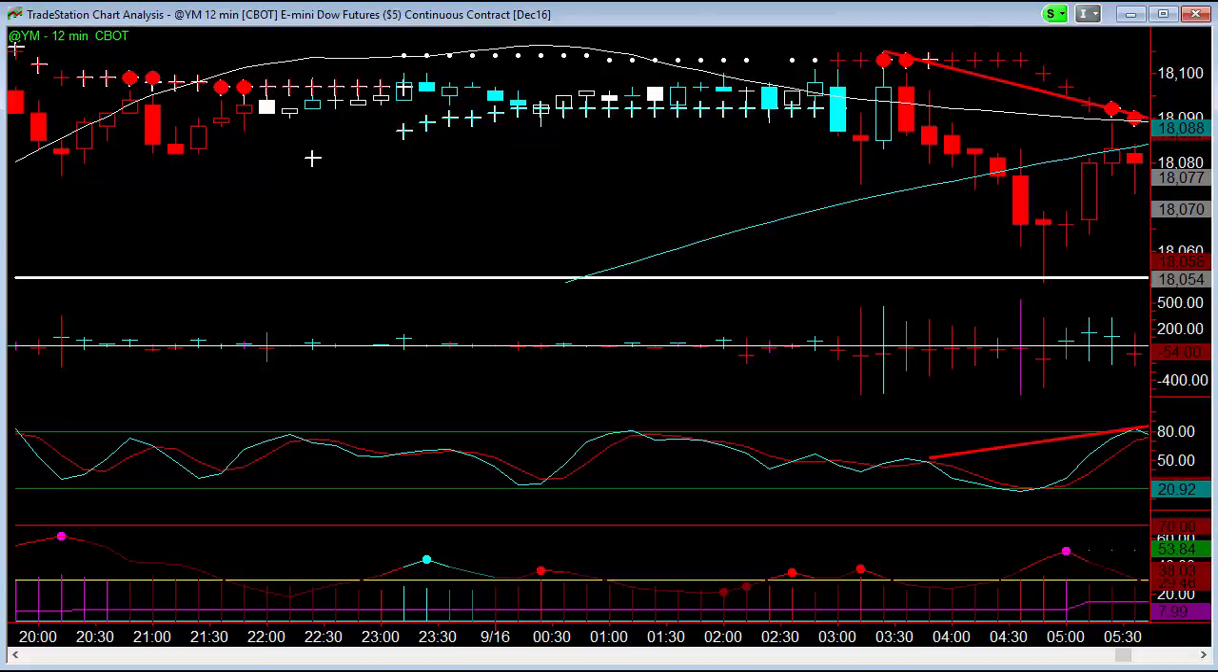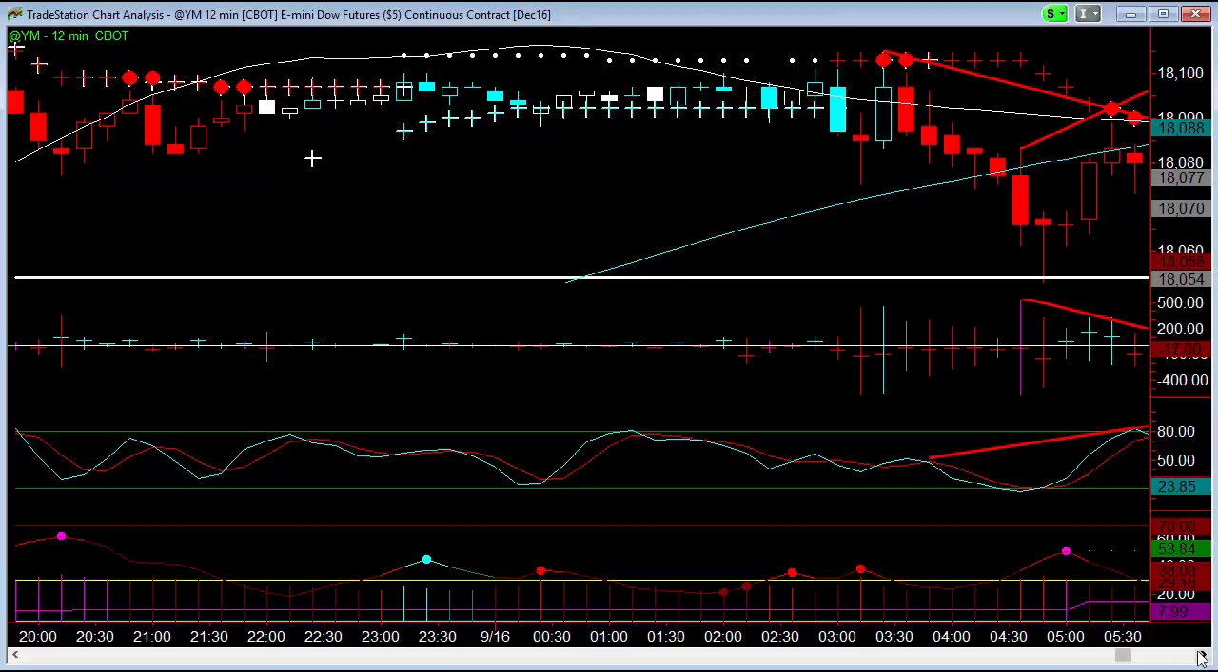We also have volume divergence on my entry. So we were making lower highs in the volume and in price, and we were making higher highs on the stochastics. So you have stochastics divergence, and then you also have divergence in the volume telling you that it would go down.